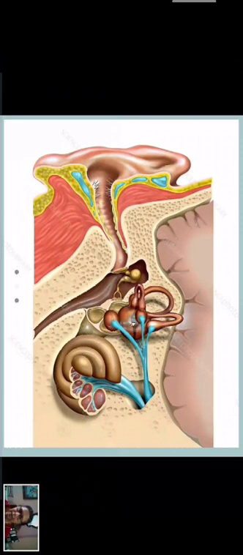Now coming to the internal ear. The internal ear is made up of the cochlea, this round part, and the vestibular apparatus. Now we will discuss this cochlea. Can anybody say how this cochlea is made up?